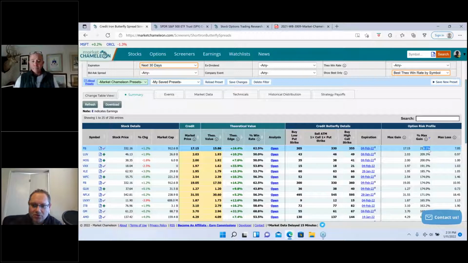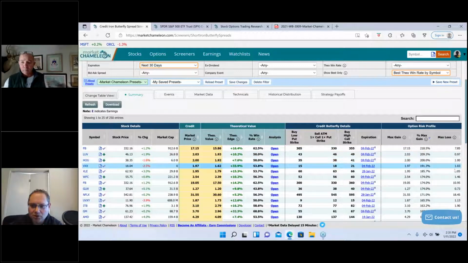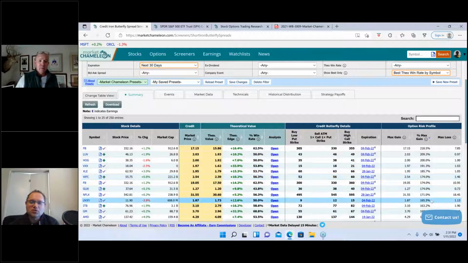So here we go, 2 to 1, 2 to 1. So those are different ways that we could use the screener to kind of narrow things down.